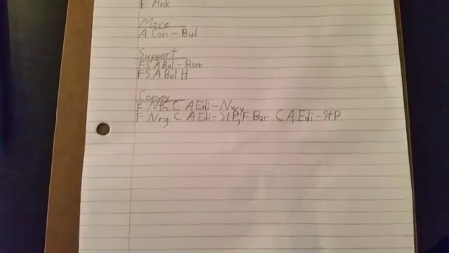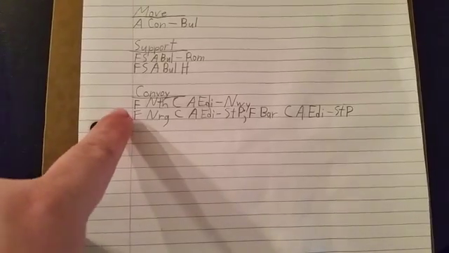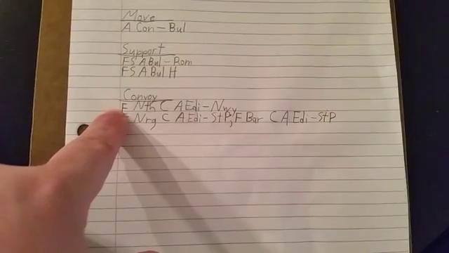Finally, we have our convoy orders. The convoy orders are, of course, notated by the fleet, because fleets are the only thing that, of course, can convoy.